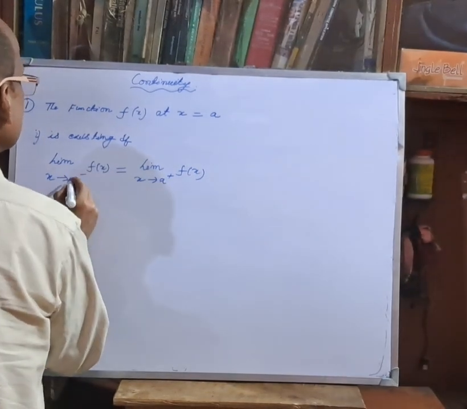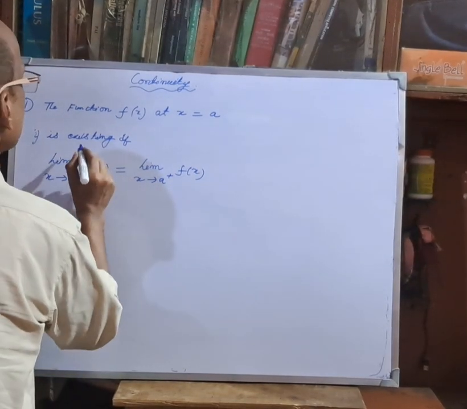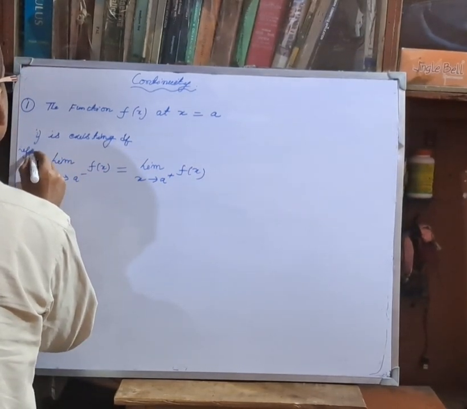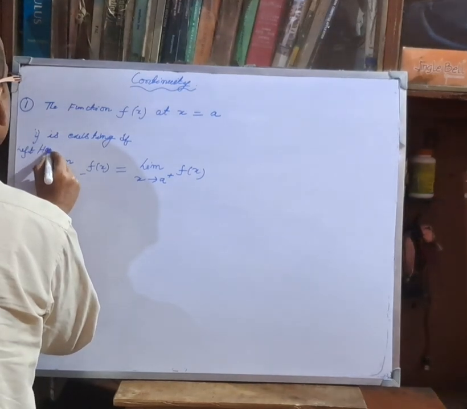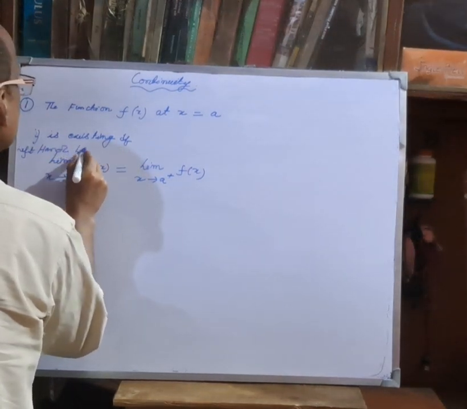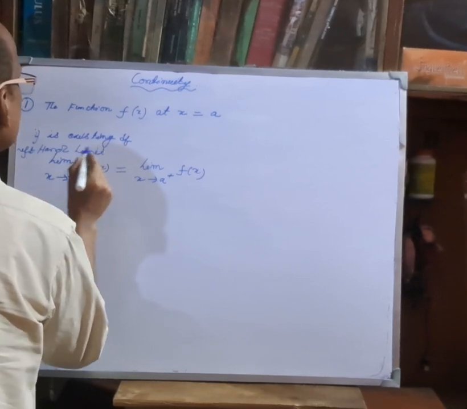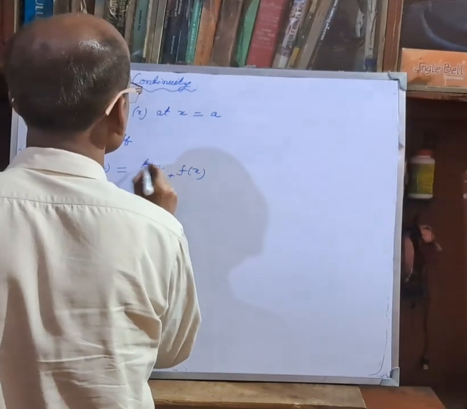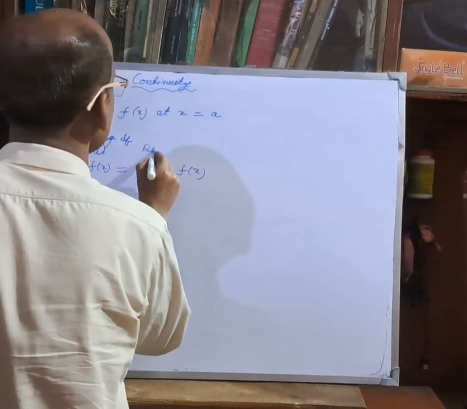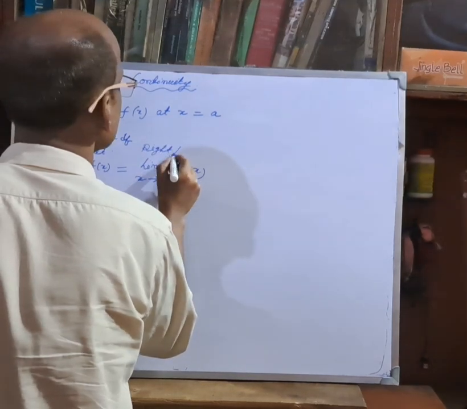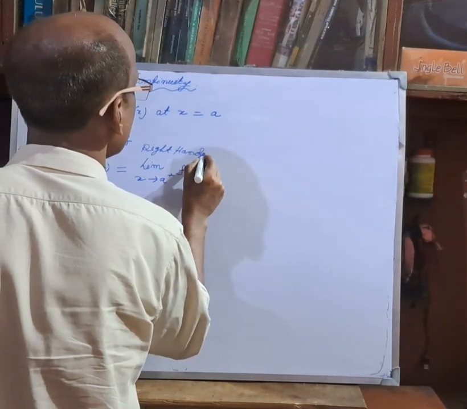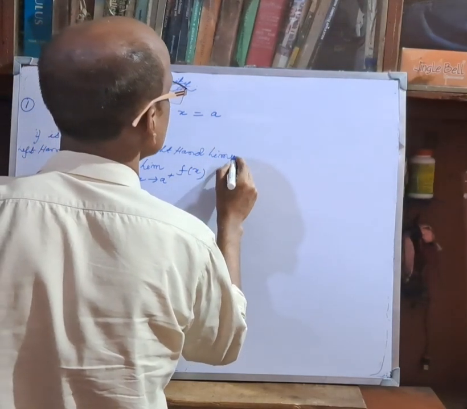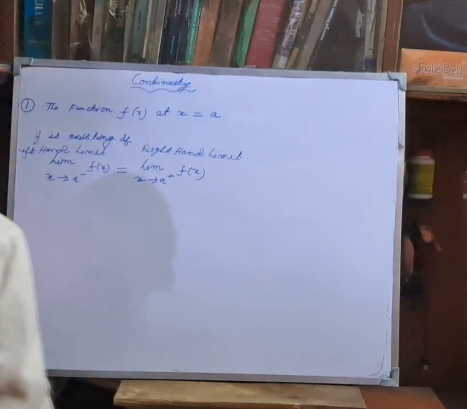This actually, limit x tends to a minus f(x) is known as left hand limit. Clear? This is known as the left hand limit, and this is known as the right hand limit. Clear? Right hand limit.